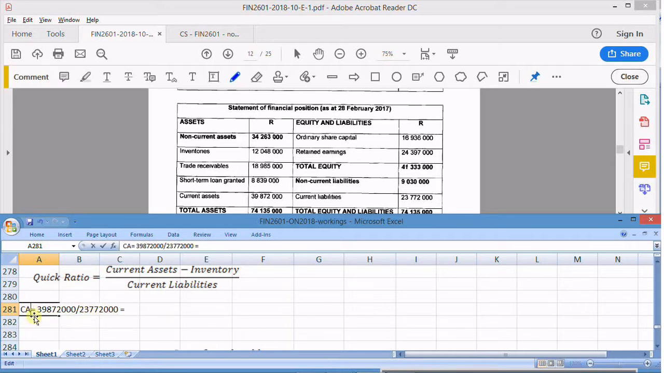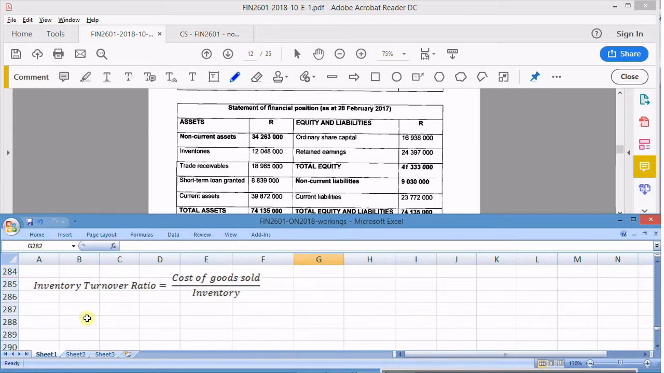Right, so paste this. Let's just change the formula. Quick ratio is going to be the current assets, which I've already got from the previous formula, minus just subtract the inventory, which is 12048000. Do you agree? Yes. Then you type that into your calculator. 2-1. Okay, that one's done.